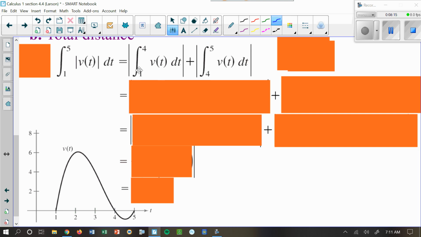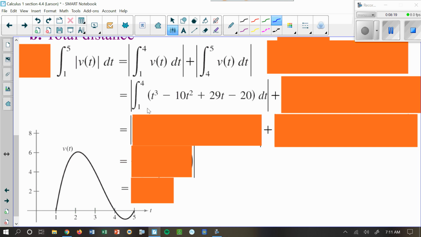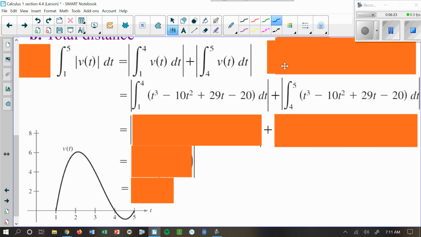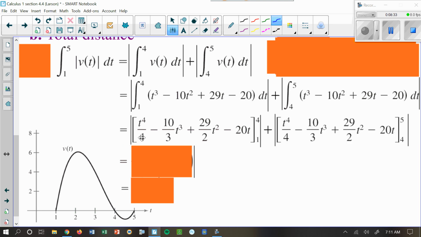So we can do our integral of our function with our absolute value from 1 to 4, plus our integral of our function from 4 to 5 with our absolute value. We do our integration of this, our integration of this. Then we have to evaluate the first one, plug in our 4, minus what you get when you plug in 1. And then we're going to have to add when we evaluate this. Plug in your 5 minus what you get when you plug in your 4.